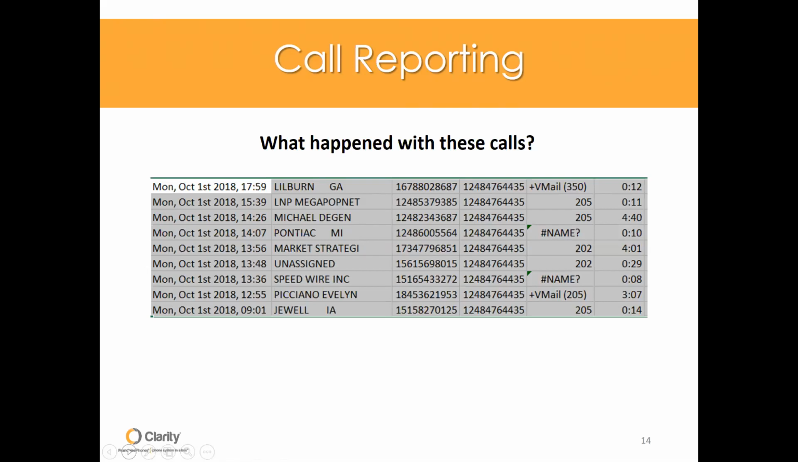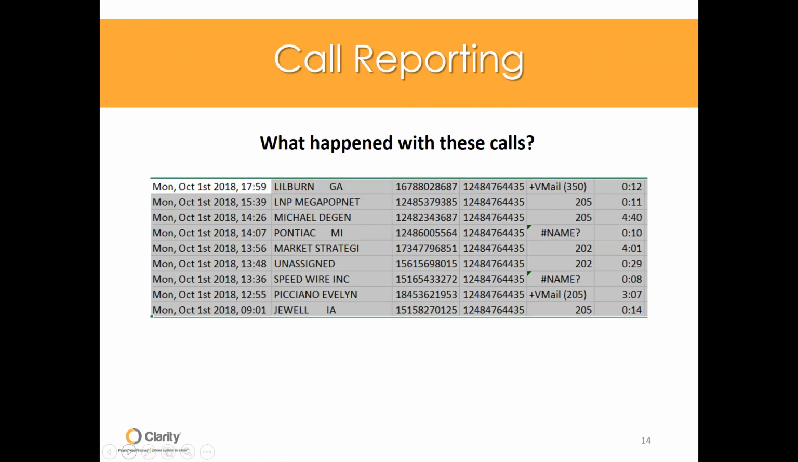148, this call, the unassigned, what happened with that? Right. Yep, could be answered, could be missed, it was actually answered. What about this one at 156, market strategies? It looks like it's answered. That was definitely answered, yeah, four minutes long. What about 207 from Pontiac? Auto attendant probably. Yeah, because it's only a 10-second duration, so they definitely hung up in the auto attendant.